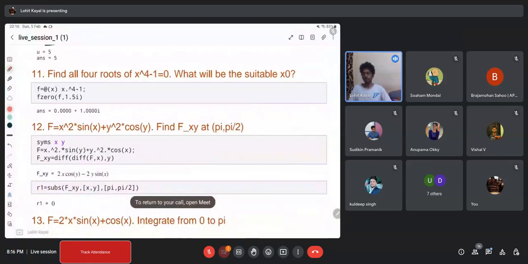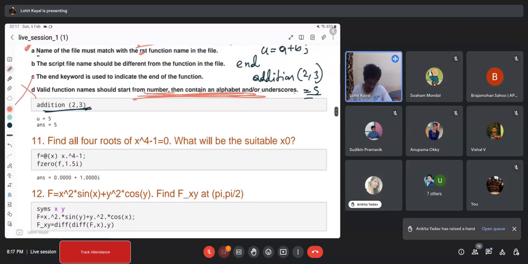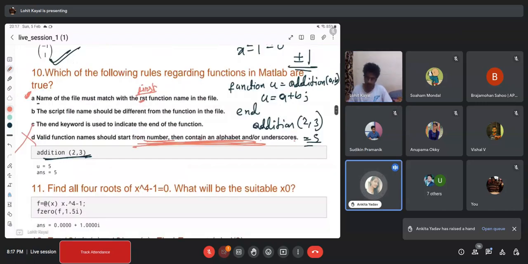Okay, so now we are done with the MCQ part. Now let's do some numerical steps. Yes, Ankita. Sir, can you please explain the concept of question number 10? Sorry, which question? Question number 10, the last one. This one. Yes, sir.